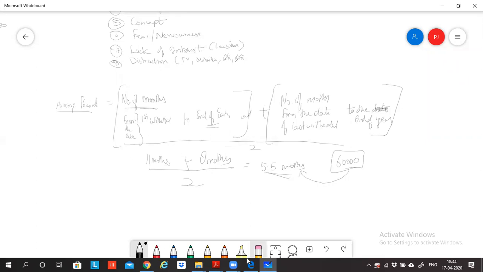So I'll put the formula in a neater way. One second, I'll erase this completely.